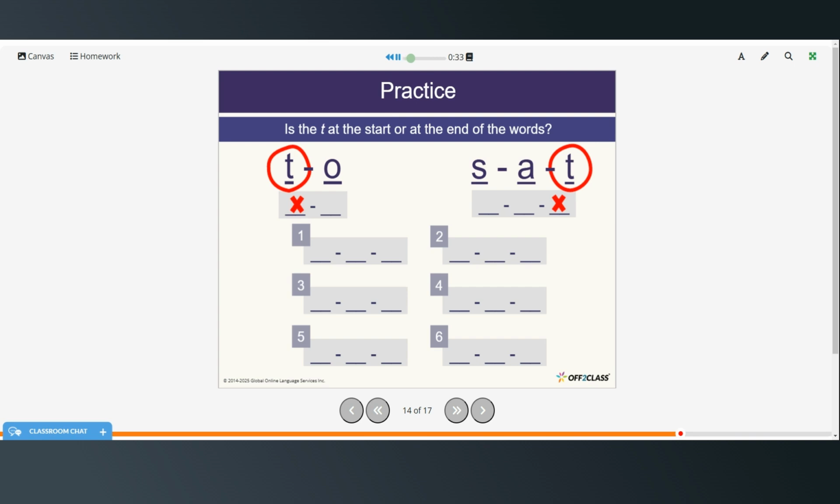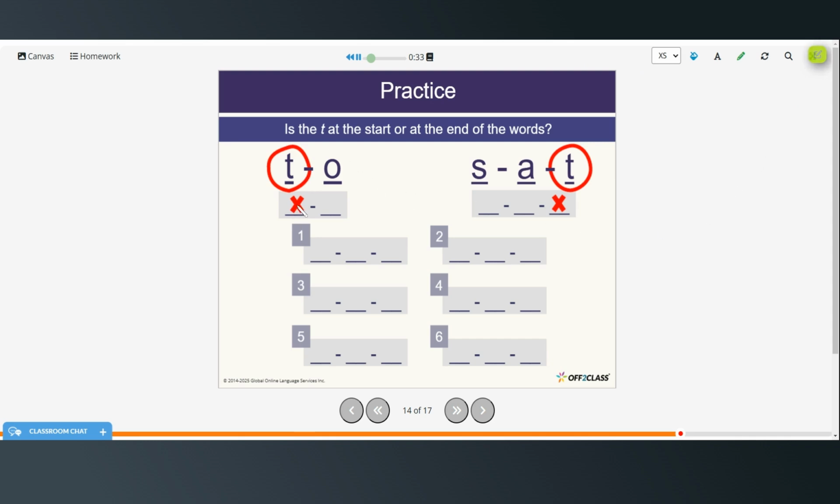Two, sat, tell, cat, time, let, talk, tall. Play it again and mark them this time.